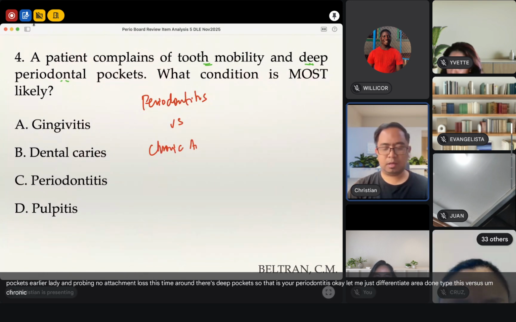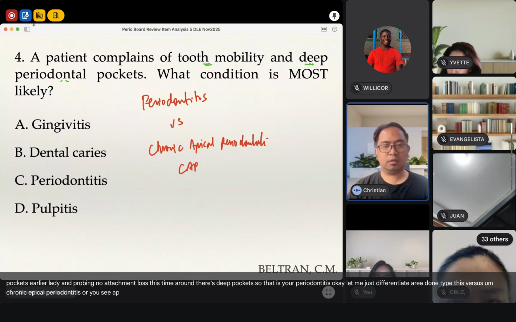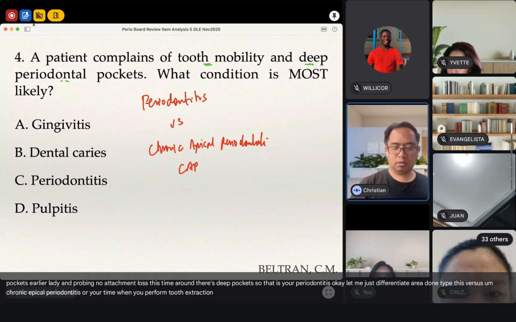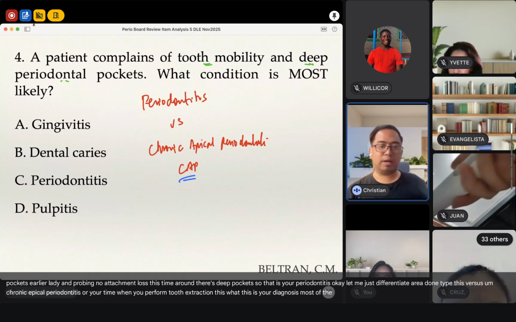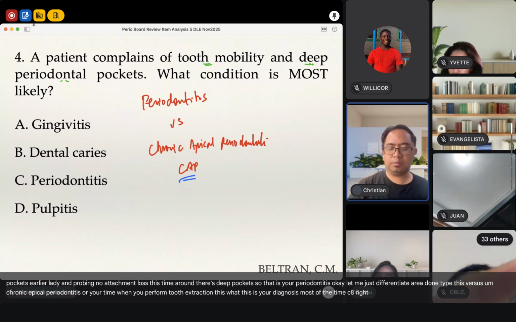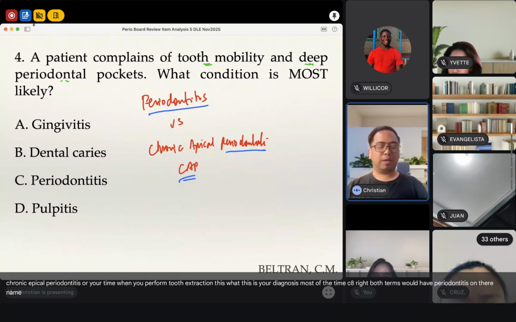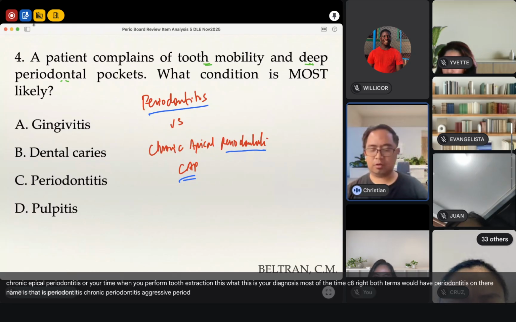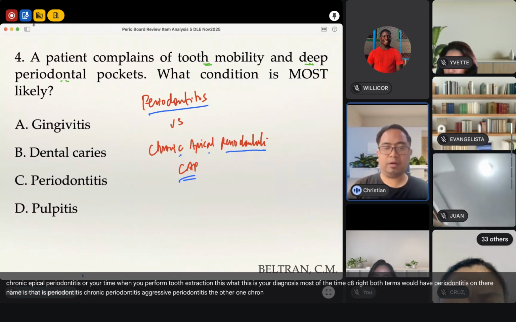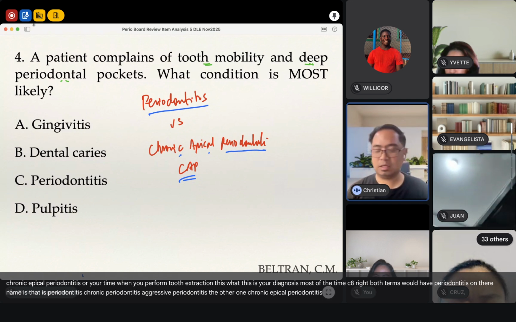chronic apical periodontitis or your CAP. Most of the time when you perform tooth extraction, this is your diagnosis most of the time, CAP, right? Both terms would have periodontitis on their name. That is periodontitis, chronic periodontitis, aggressive periodontitis. The other one, chronic apical periodontitis. So what's the difference here?